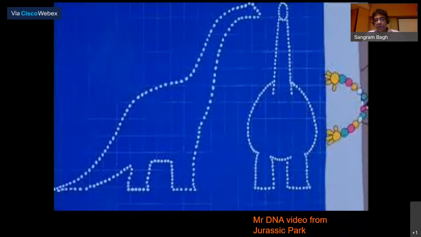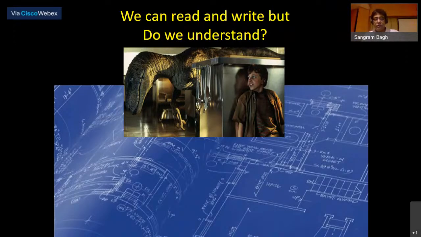And today, as I told you, we have the technology to read the whole genome, to write the whole genome, and to transfer the written genome from one cell to another. That gives you the whole technology for making the dinosaur. What we do not have at this moment is the dinosaur DNA, but we have achieved up to that level. Now, this gives a question. We can now read and we can write, but do we understand?